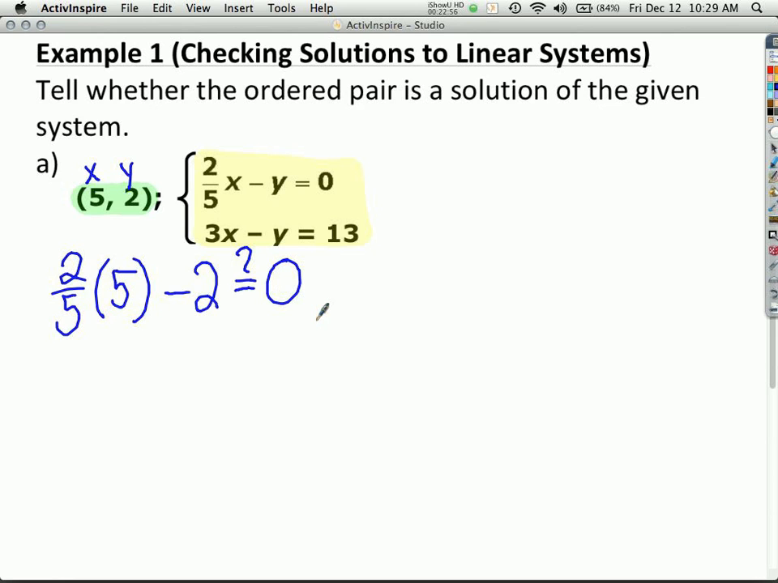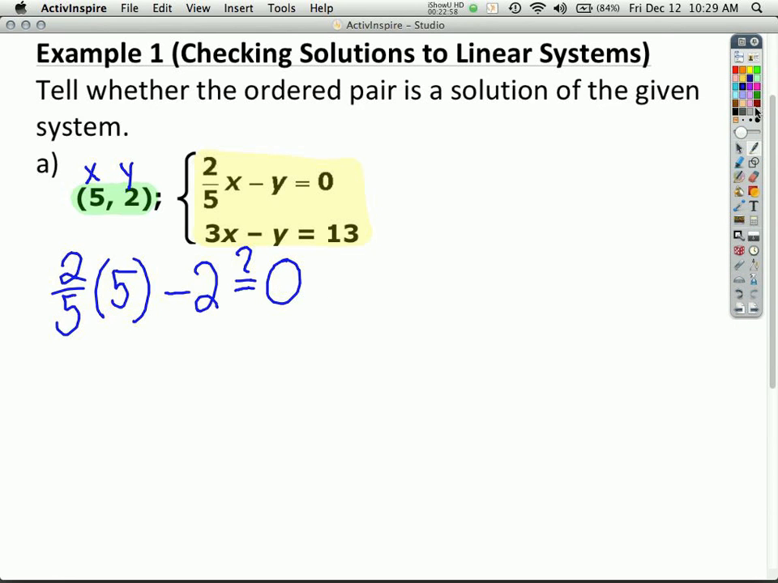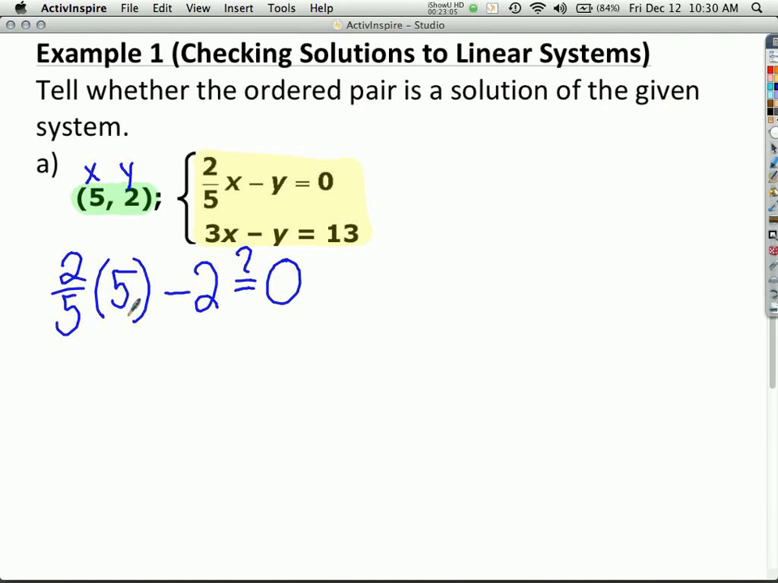Some of it's mental math, some of it's actually doing work. So, 2/5 times 5 minus 2. What's 2/5 times 5? Caleb? It's 2. Very good. So we end up with 2 minus 2. Does 2 minus 2 equal 0? Yes, it does. So what we just proved is that that point is on that line. So it works for that.